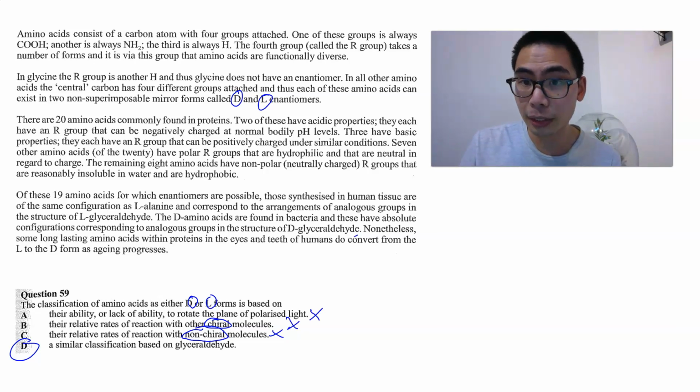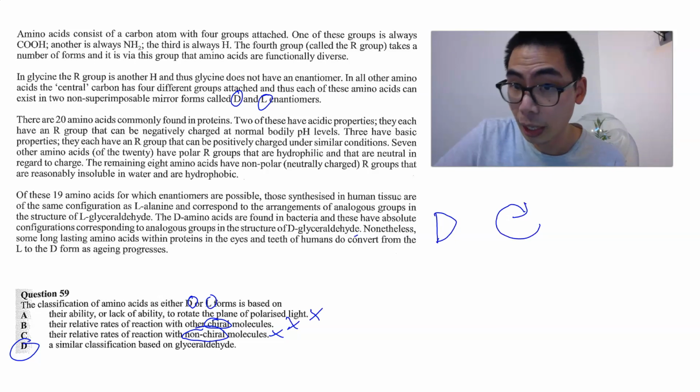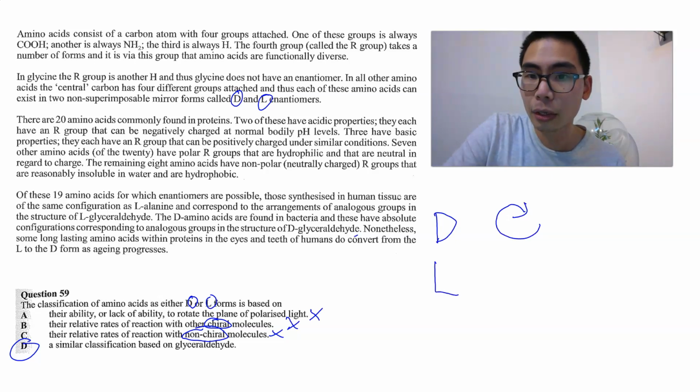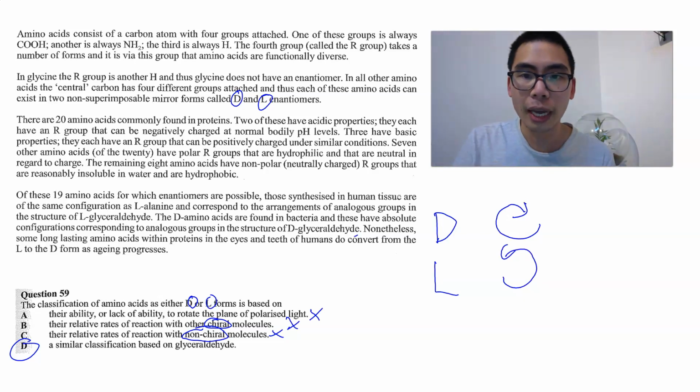Now, the actual answer could be the classification of amino acids as either D or L forms is based on if they rotate the plane of polarized light clockwise or anti-clockwise. Okay, so if you actually look this up, or you happen to know, you should know that D rotates polarized light clockwise, and L rotates polarized light anti-clockwise. So why is A wrong?